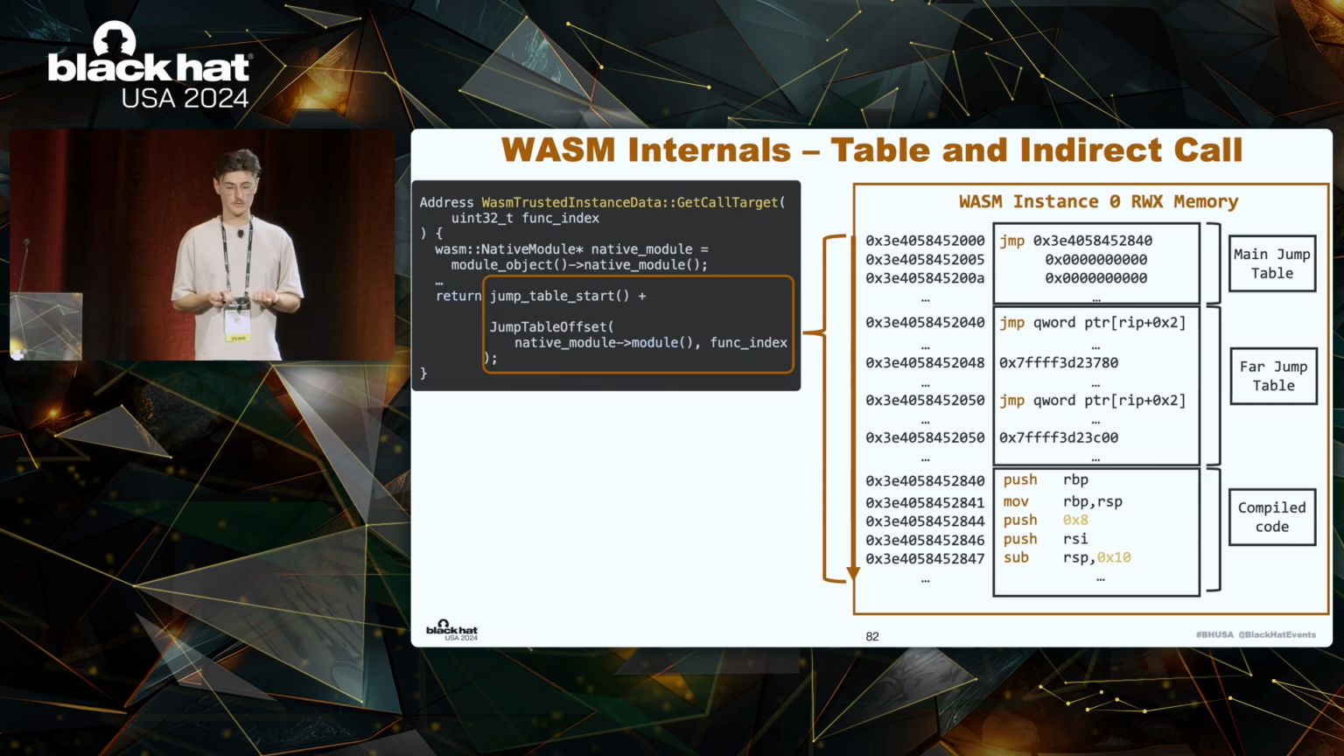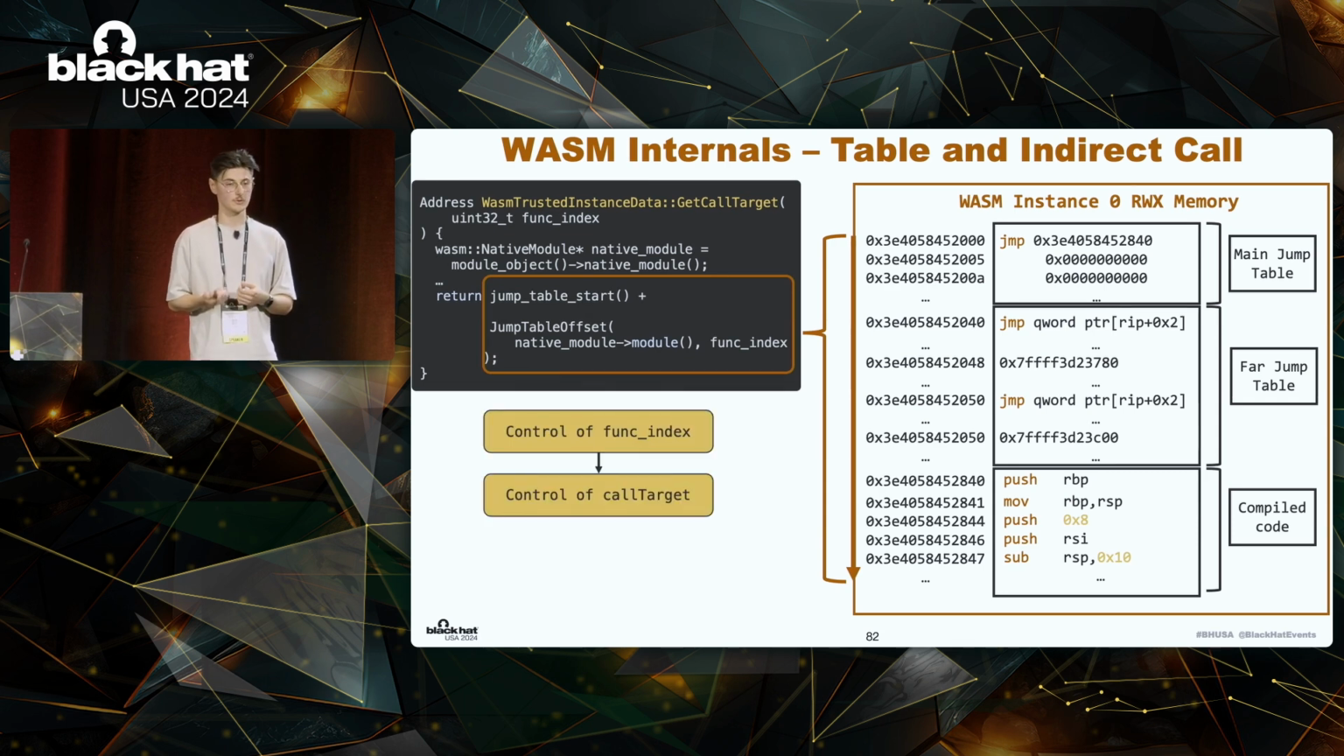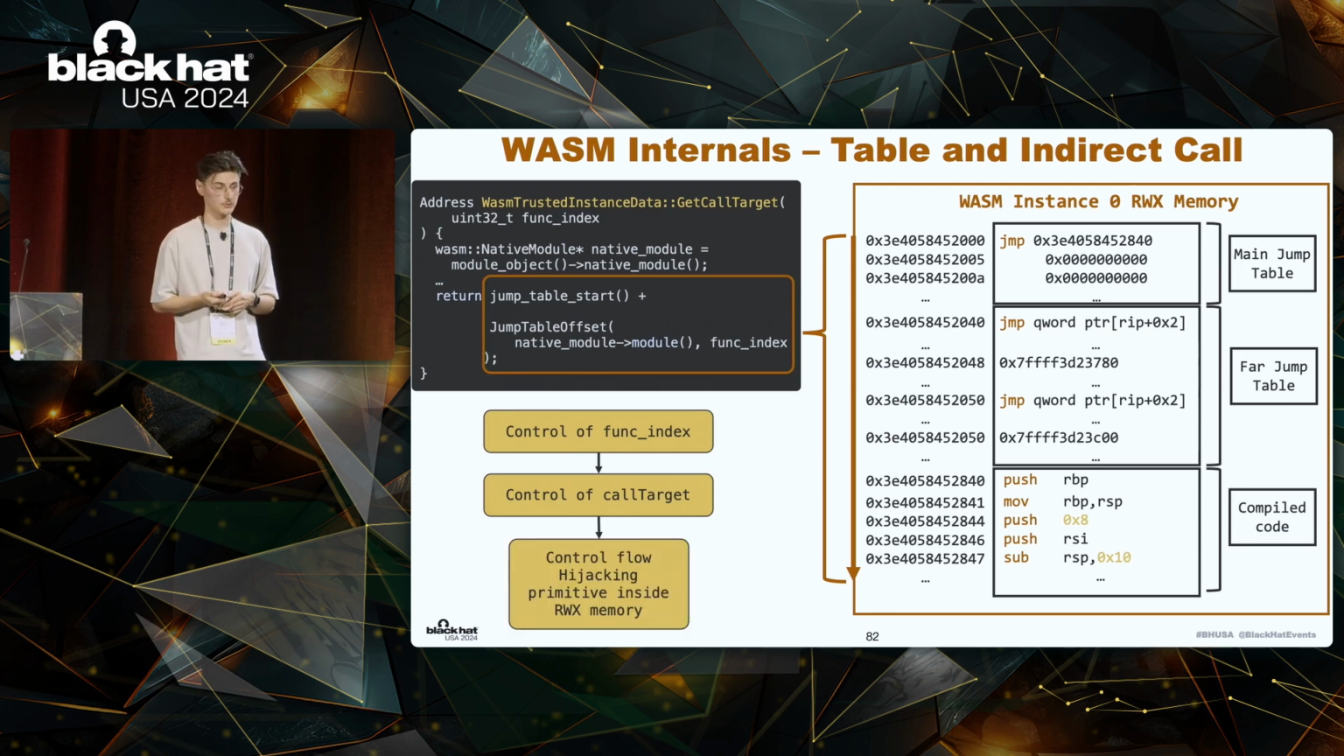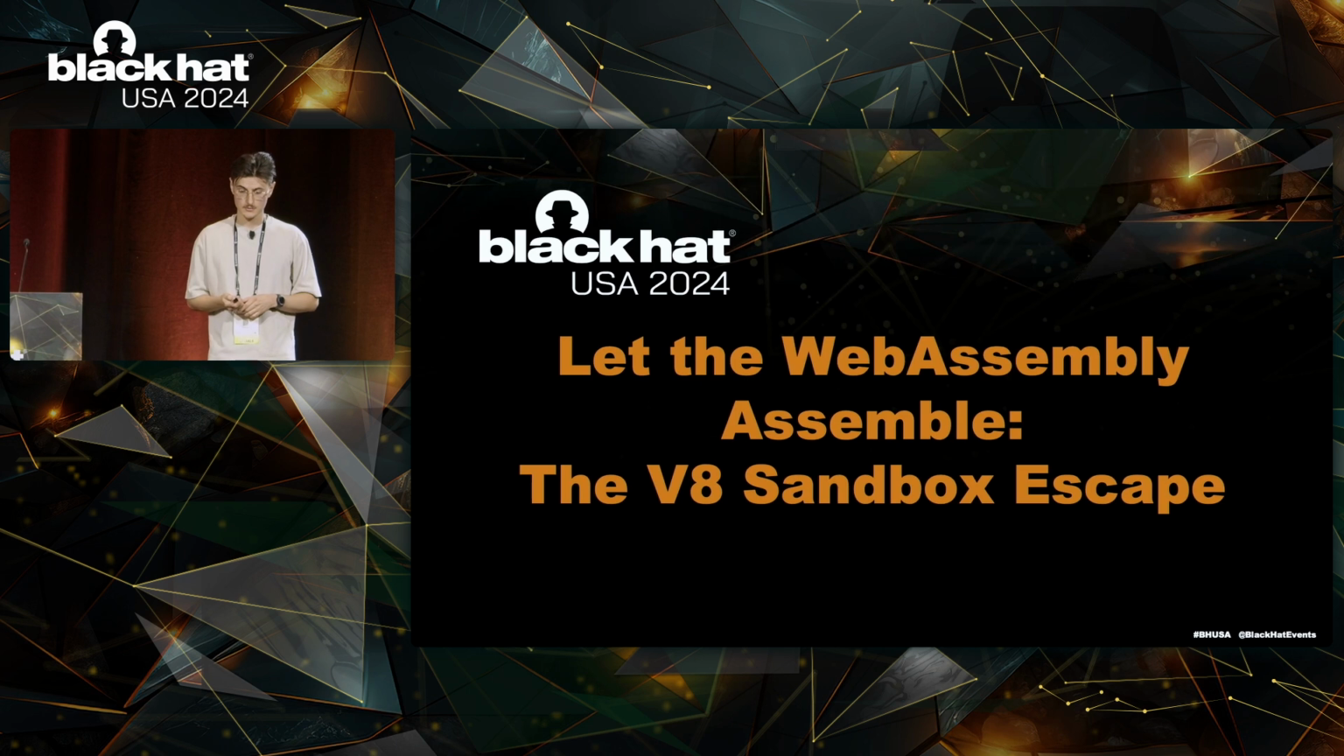Now, if you followed along, you might have noticed that if we control the function index here, we are actually controlling the call target. And if we control the call target, we can pretty much jump everywhere inside the instance RWX memory, which gives us a control flow hijacking primitive. So that leads us to talk about the actual escape.